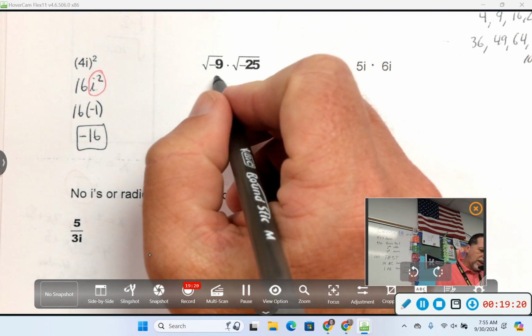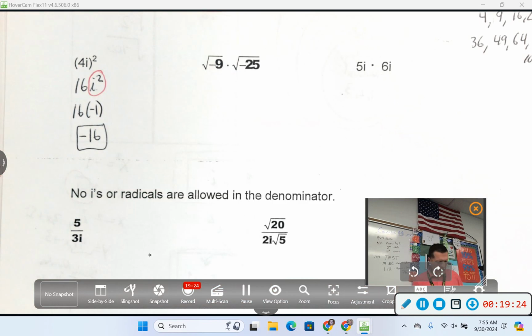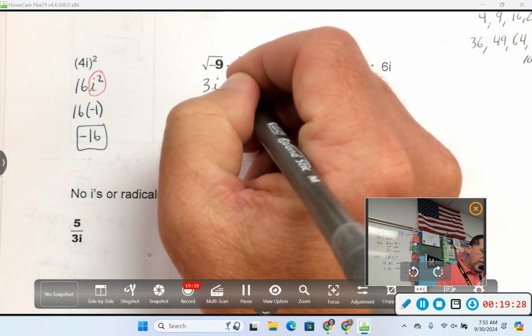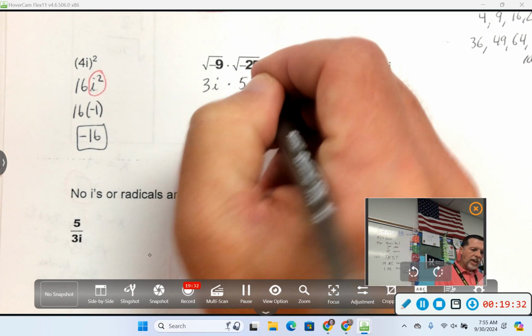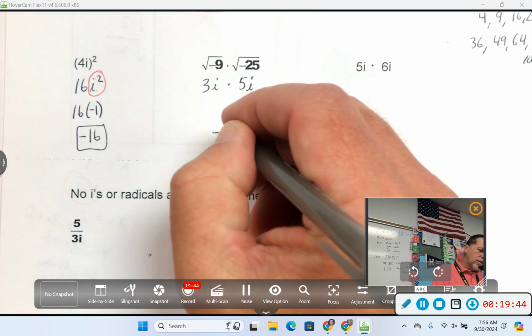Okay, let's see. Speaking of showing your work, what is the square root of negative 9? 3i. And the square root of negative 25? 5i. Okay, now we can jump to the end. What's 3i times 5i? Negative 15. Positive or negative? Negative. 15i squared, which is negative 15.